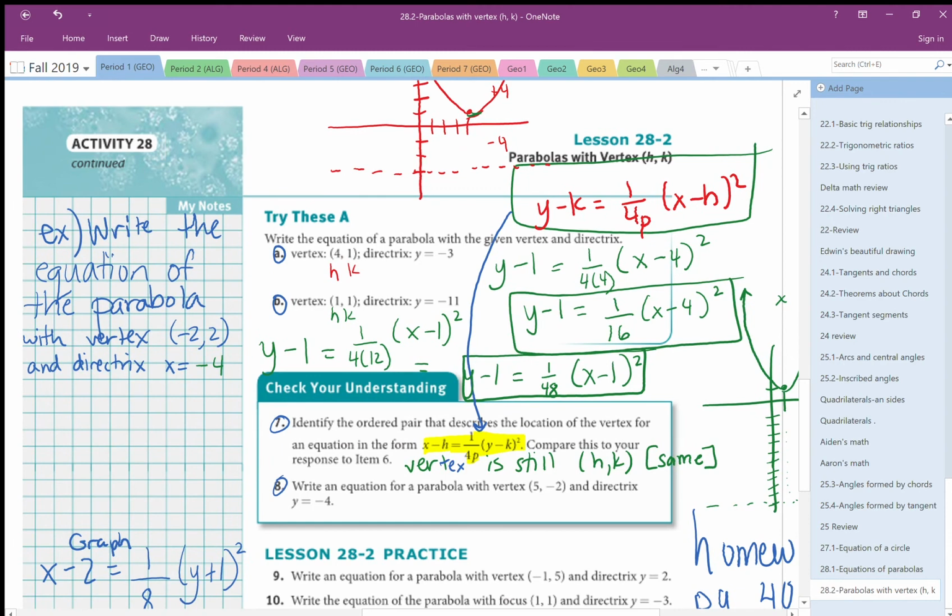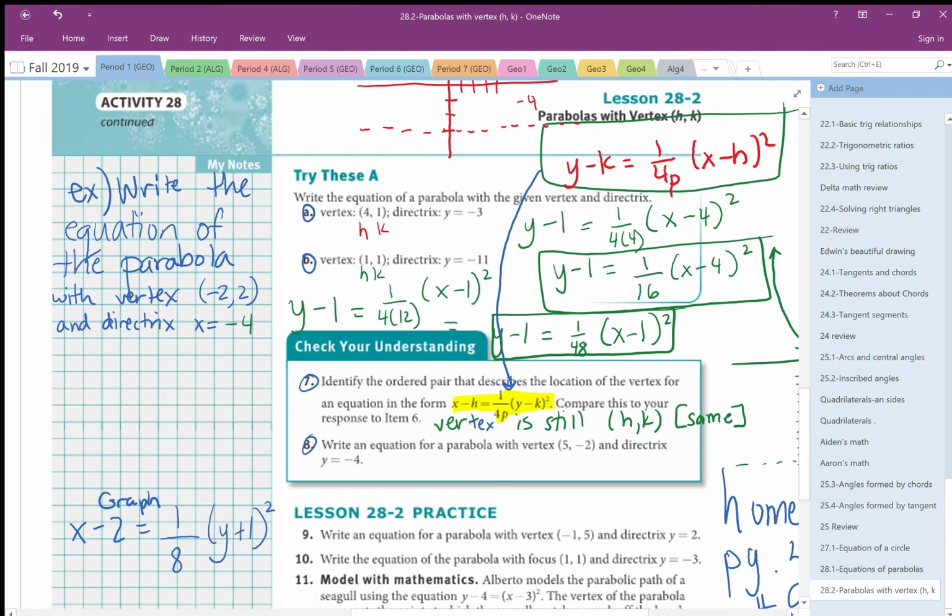Now let's do the examples that I've written on the left. It says, write the equation of the parabola with vertex -2, 2, and directrix x equals -4. Right, -2, 2 as the vertex. Directrix is x equals -4. That means if the directrix is on the left, 2 units from the vertex, the focus must be to the right, 2 units from the vertex. So here's where the focus is, and it must open that way.